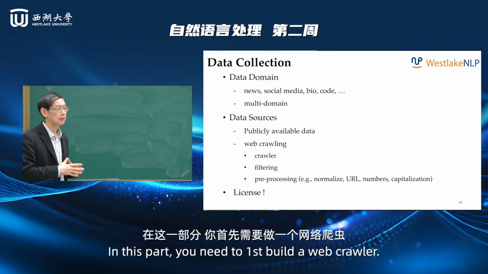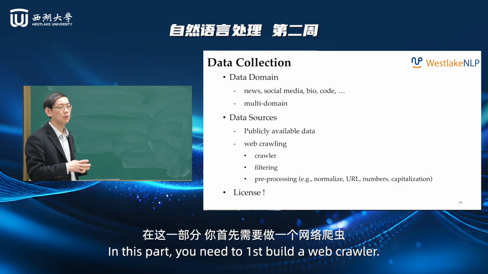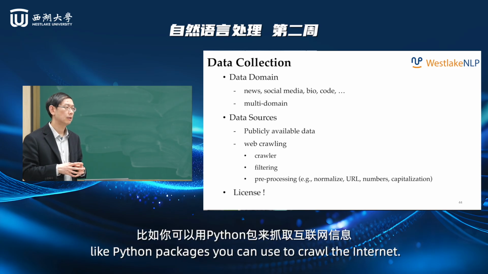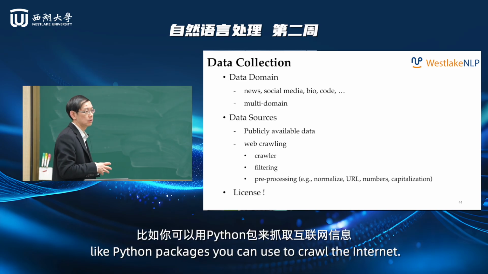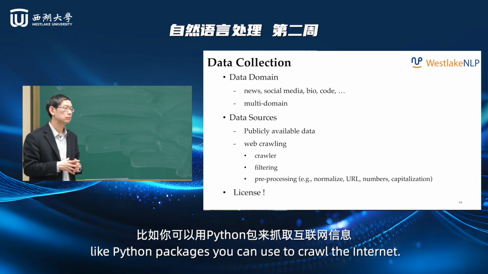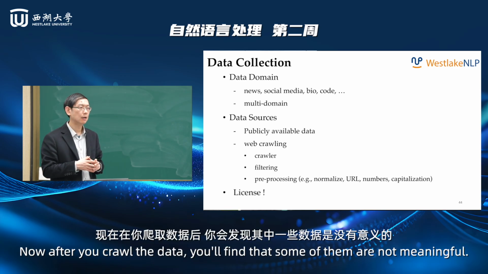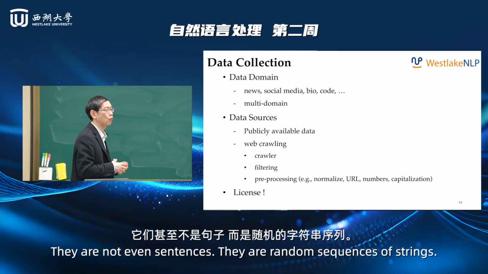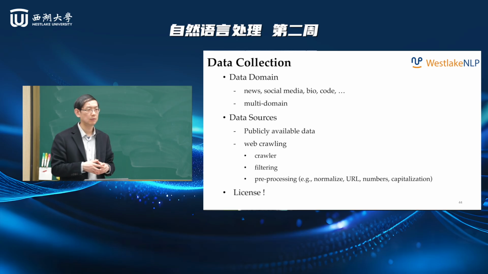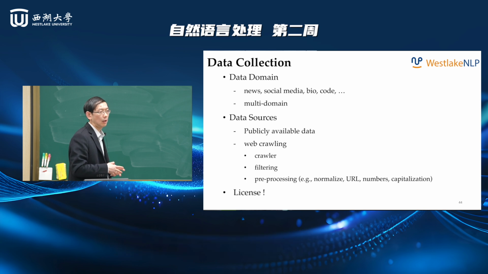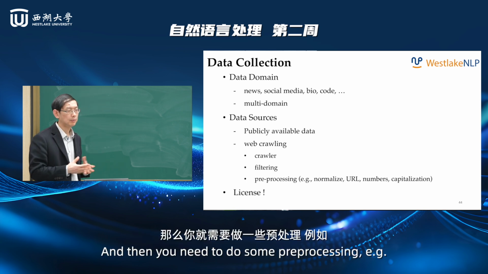In this part, you need to first build a web crawler. There are different resources you can use, like Python packages, to crawl the internet. Now after you crawl the data, you will find that some of them are not meaningful. They're not even sentences. They are random sequences of strings, right? You want to filter them, or filter low quality data. And then you need to do some pre-processing.